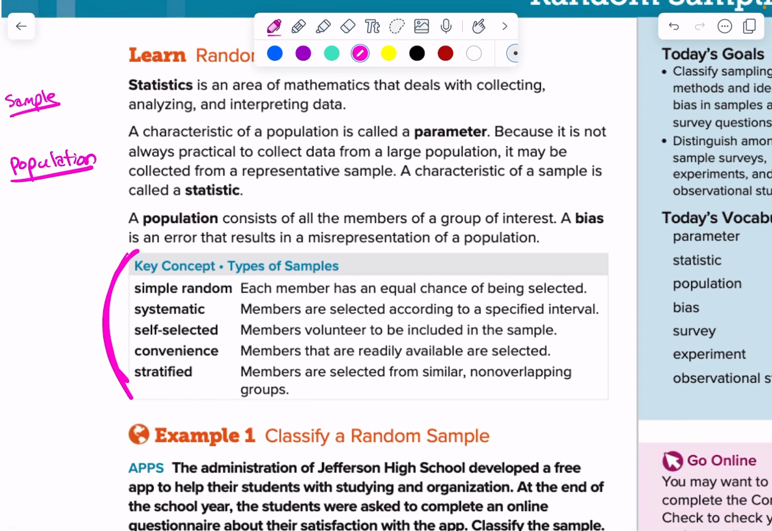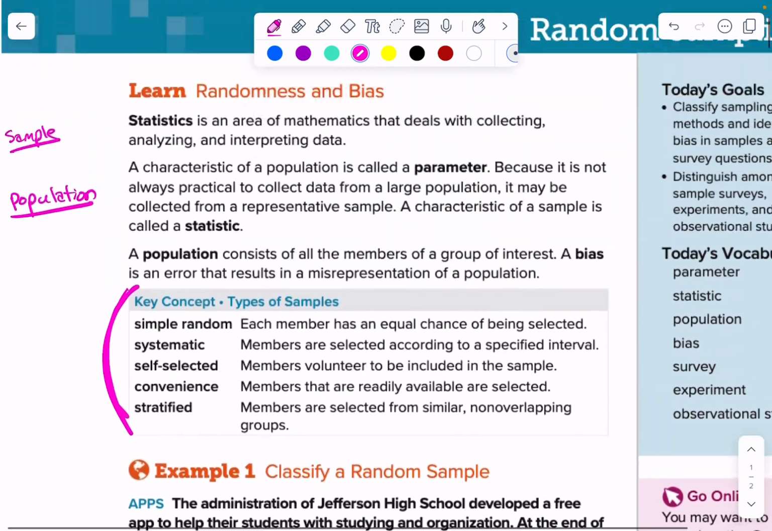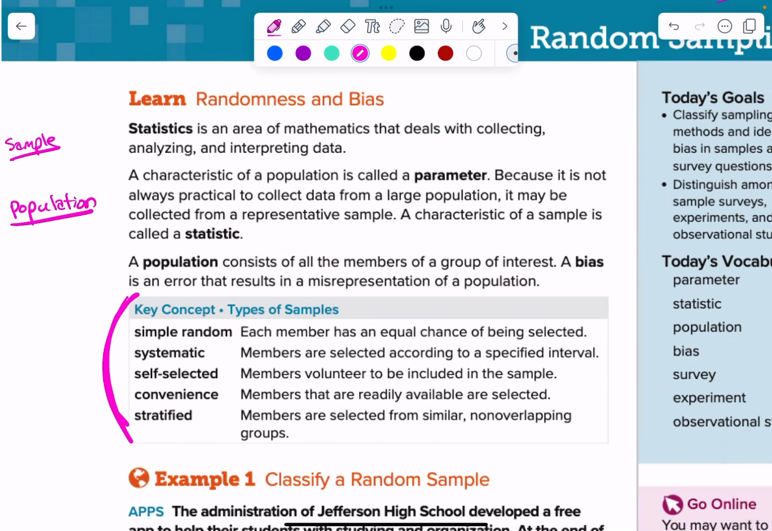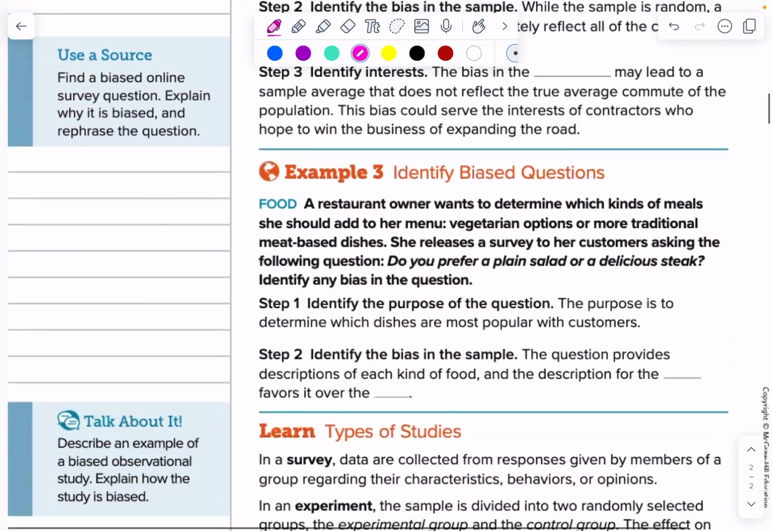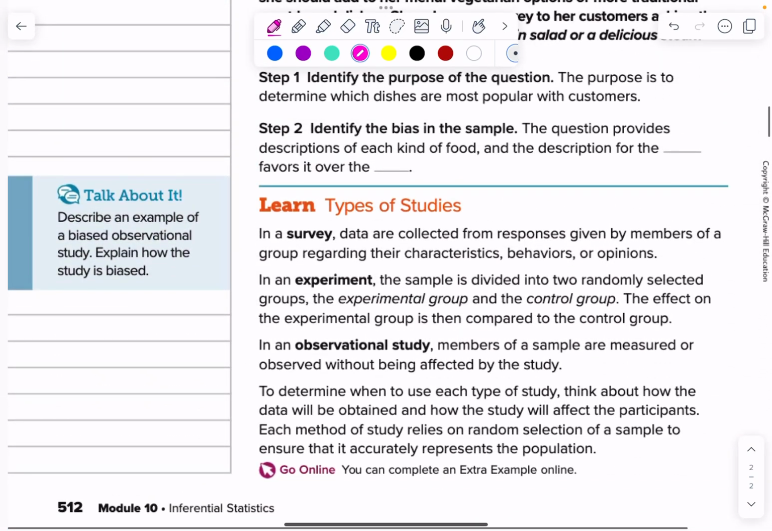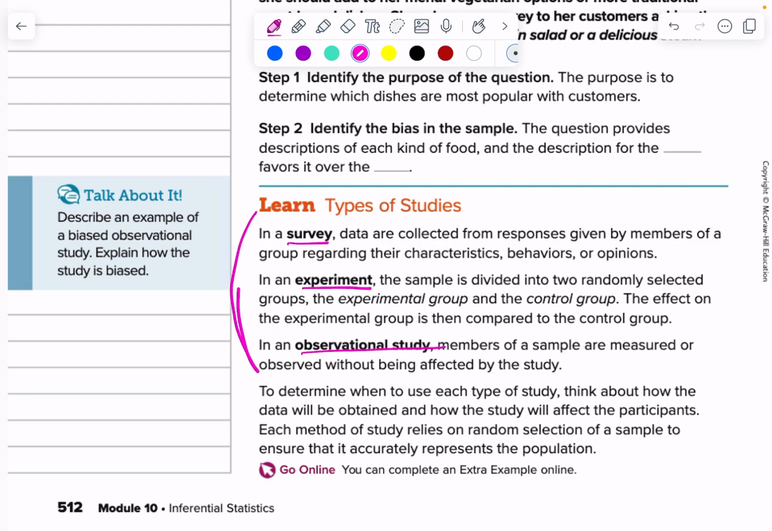And then the last thing we do is, after we've decided these are the people that we're going to sample, we design whether we're going to give them a survey, whether we're going to do an experiment or an observational study with our sample. Okay, so which one of those 3 in our types of studies?